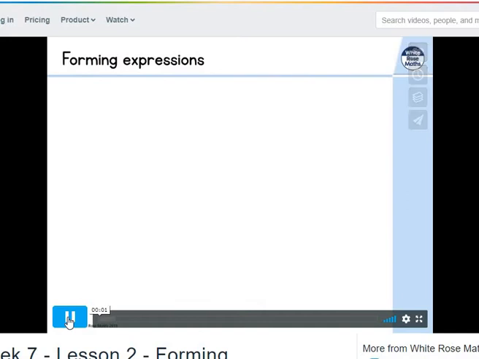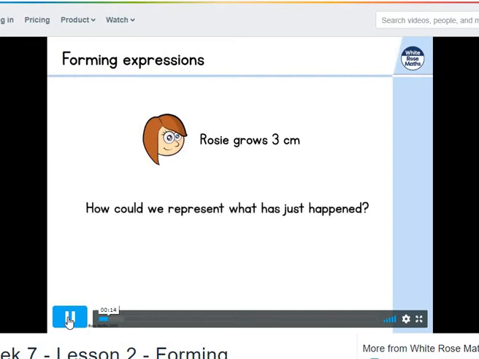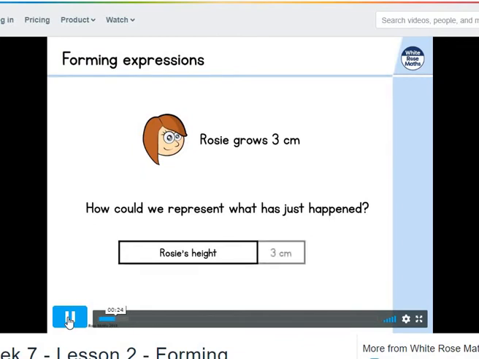Hello there and welcome back. Today I'm going to look at forming expressions, but before we do, I've got a little bit of a story to tell you. So here's Rosie. Rosie grows 3 centimetres. I want to represent what's just happened. So let's imagine Rosie's height. Here it is. And she grows 3 centimetres. So let's add that 3 centimetres on. So now we've got the total of Rosie's new height, which is her height before, which you don't know, and 3 centimetres that she's grown.